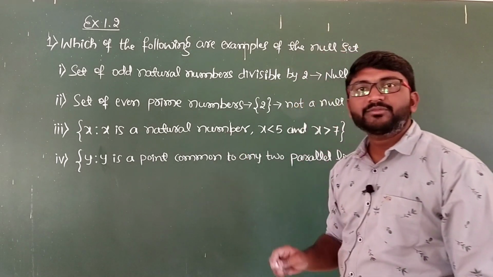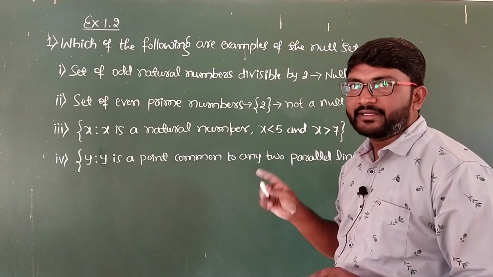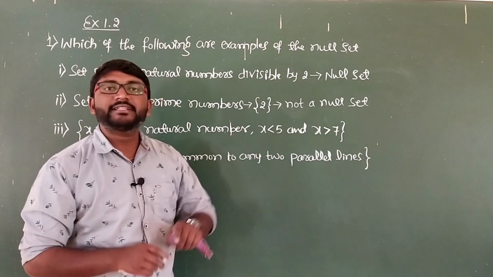Then take up Roman number 3: x such that x is a natural number, and then he says x less than 5 and greater than 7.